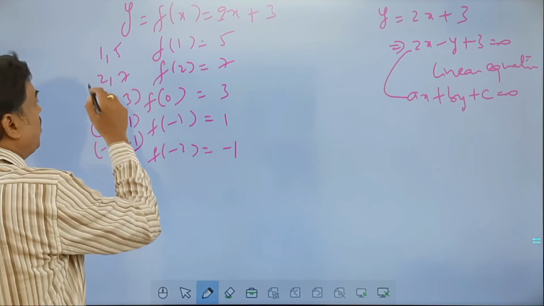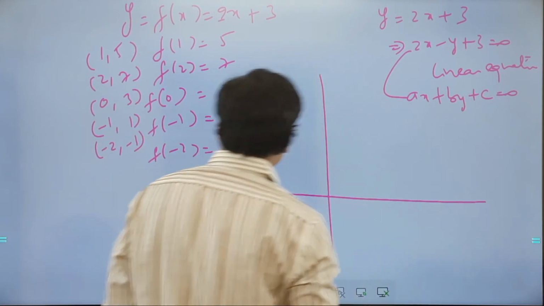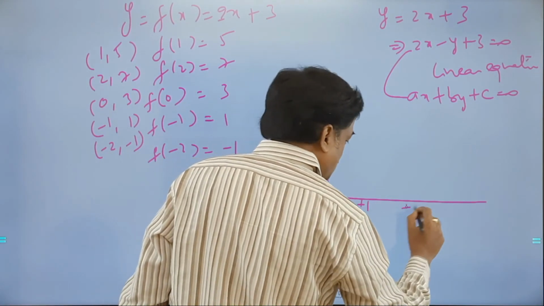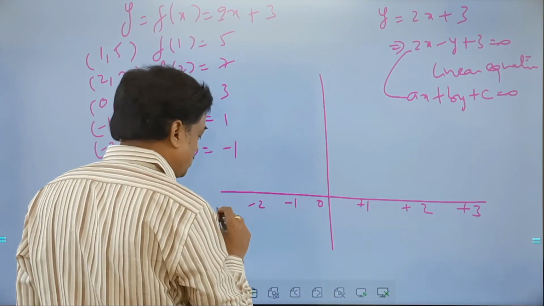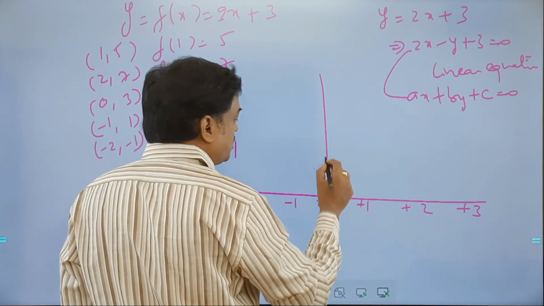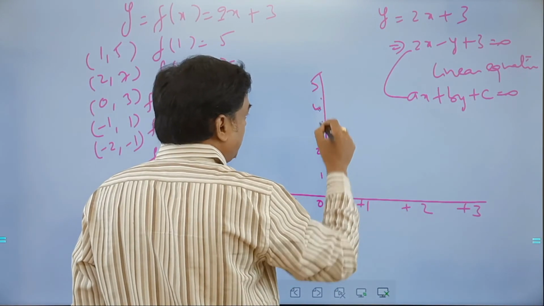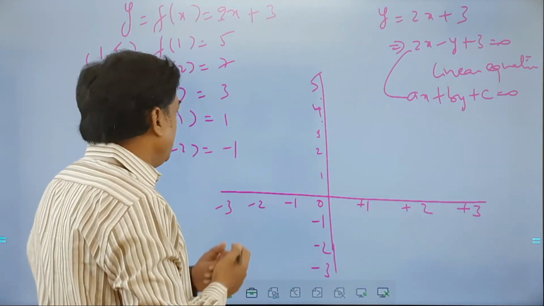Now when I plot these ordered pairs on a graph, if you observe quickly, I am taking x values from 0, minus 1, plus 1, plus 2, plus 3, and on the other side minus 1, minus 2 and minus 3. Here I'll take y values like 1, 2, 3, 4, 5, and here minus 1, minus 2, minus 3 and so on. Now let us apply this.